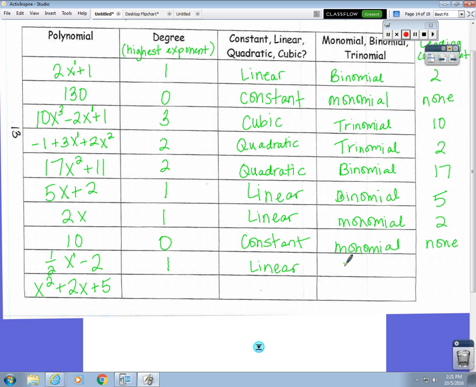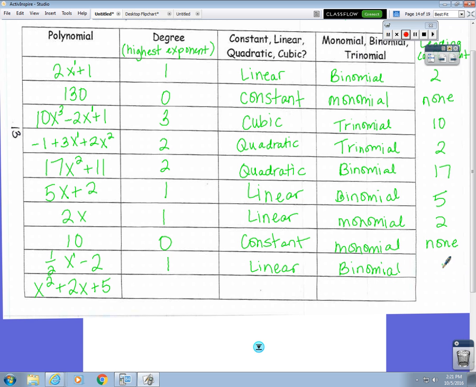Lazarus, is it monomial, binomial, trinomial? How many terms does this have? 2. And so what do we call that? Monomial, binomial, or trinomial? What? No, remember, mono is 1, bi is 2, tri is 3. Like a bicycle has 2 wheels, tricycle has 3 wheels. So binomial.